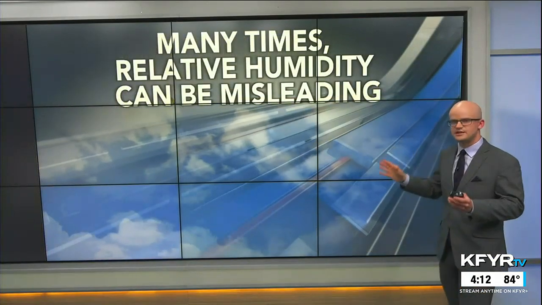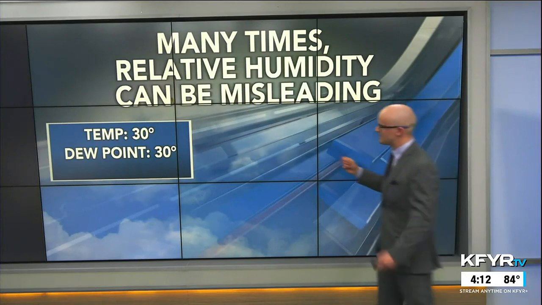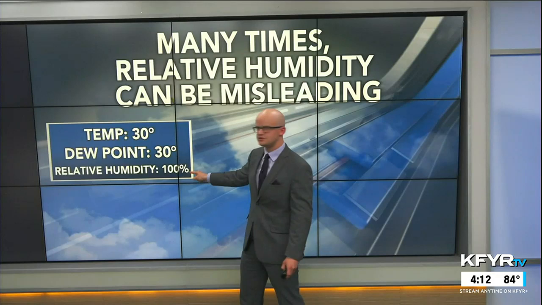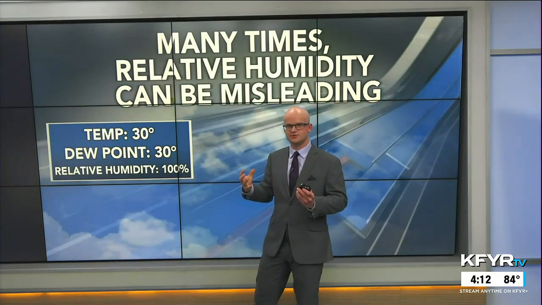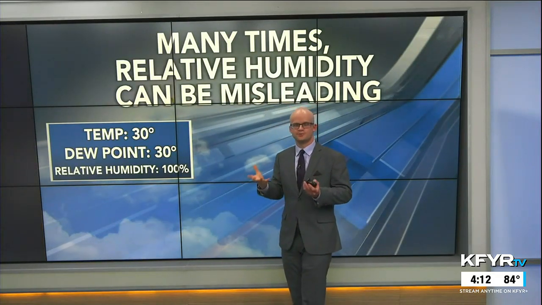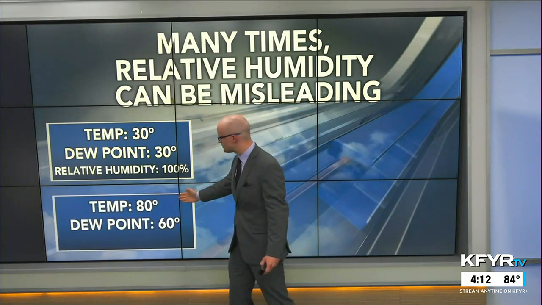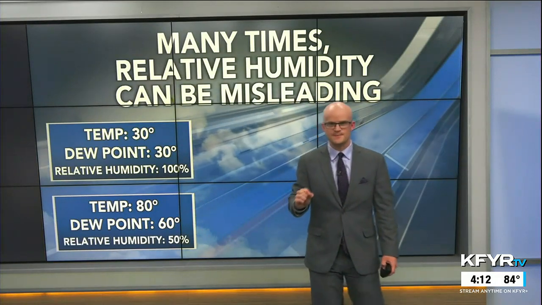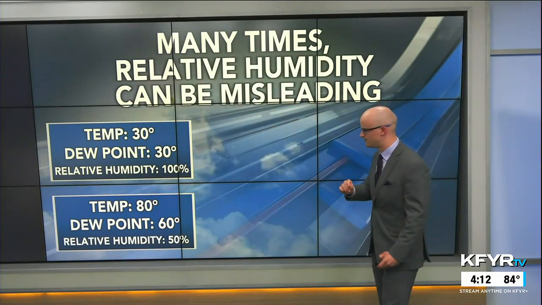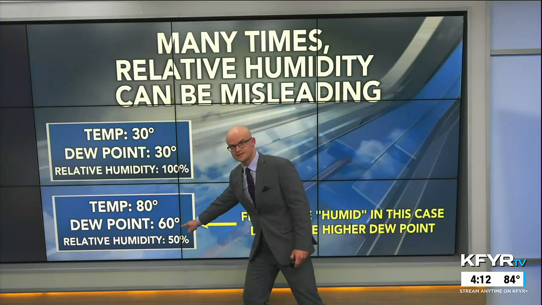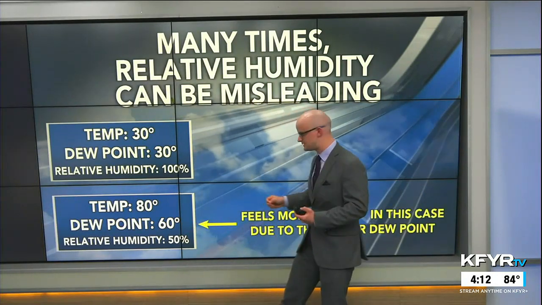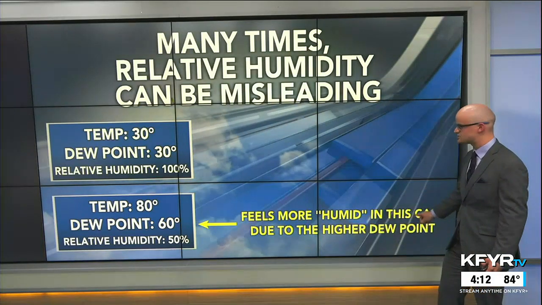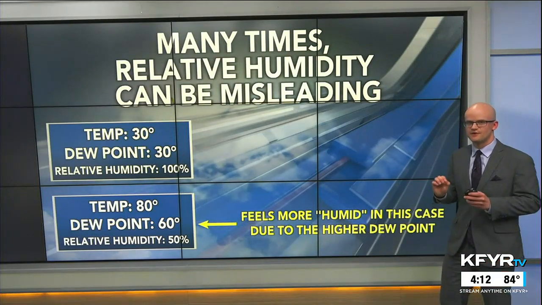Many times the relative humidity can be misleading. So let's say we have an air temperature of 30 degrees, a dew point of 30 degrees. That means our relative humidity is 100%. Our atmosphere is saturated. There's going to be fog that forms, or precipitation is relatively likely. Temperature of 80 degrees and a dew point of 60 degrees, our relative humidity is only 50%. But based on that dew point scale that I showed you a couple of minutes ago, you would say this dew point is very humid. We feel a lot of humidity in the atmosphere, but the relative humidity is only 50%. So it feels more humid in this case due to that high dew point, not because of our high relative humidity percentage.